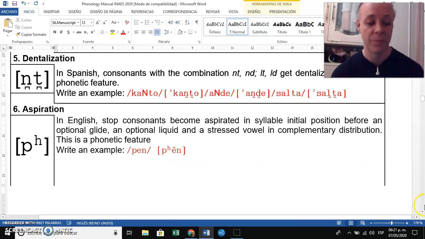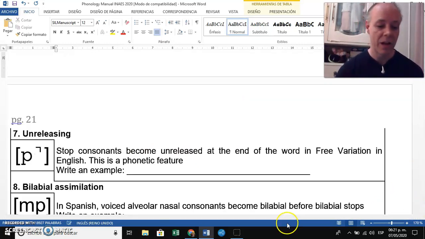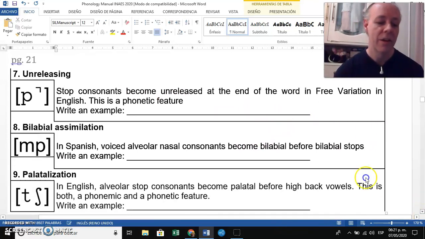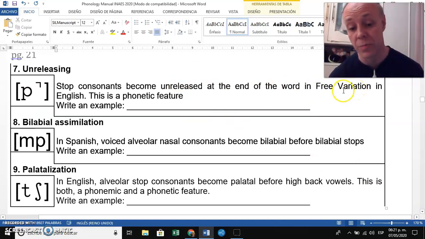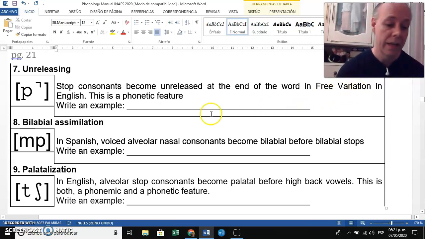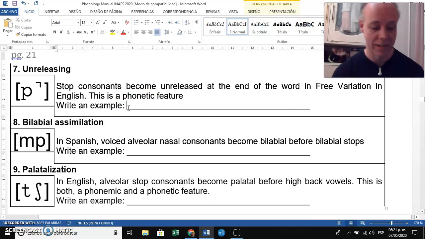That's called aspiration. Then we have unreleasing. Remember unreleasing? Unreleased sounds occur only at the end of the word in free variation. Free variation means it's optional. You can choose to pronounce it or not. In English, yes. And the example would be rap, for example.